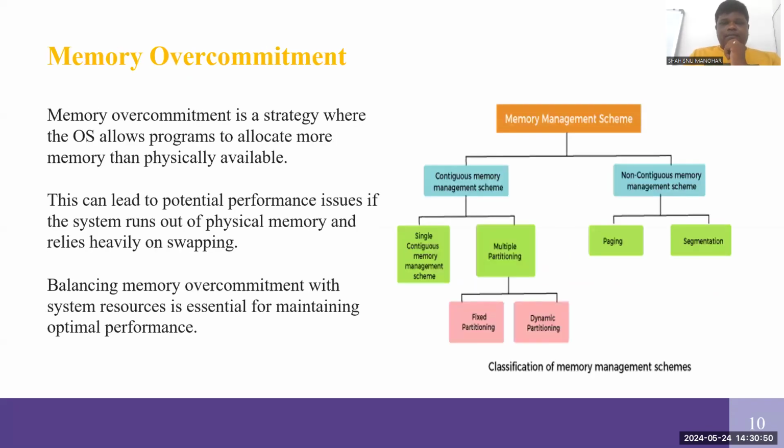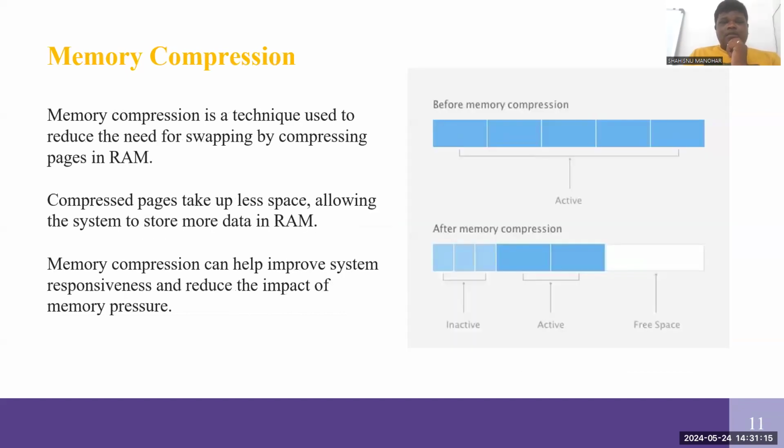Memory overcommitment. Memory overcommitment is a strategy where the OS allows programs to allocate more memory than is physically available. This can lead to potential performance issues when the system runs out of physical memory and relies heavily on swapping. Balancing memory overcommitment with system resources is essential for maintaining optimal performance.